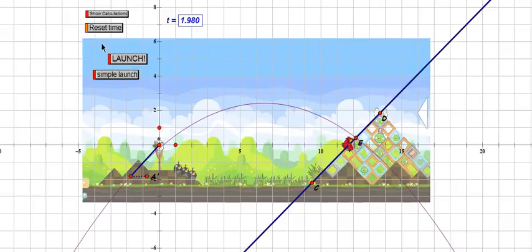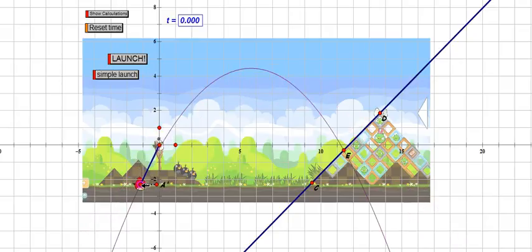So to do this, the first essential step is figuring out the path of the Angry Bird. And you can see I have already figured it out because I've plotted it here. And if I move the bird, you can see that that path changes.